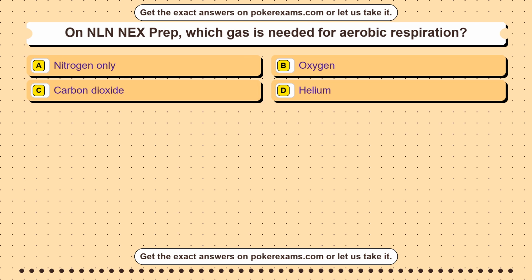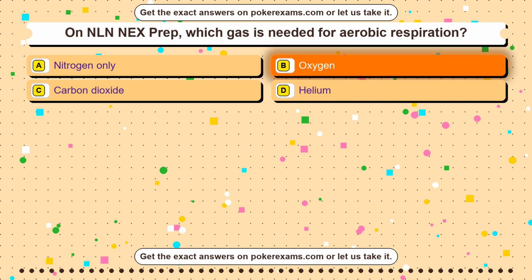Question 24. On NLN NEX Prep, which gas is needed for aerobic respiration? Option A, nitrogen only. Option B, oxygen. Option C, carbon dioxide. Option D, helium.